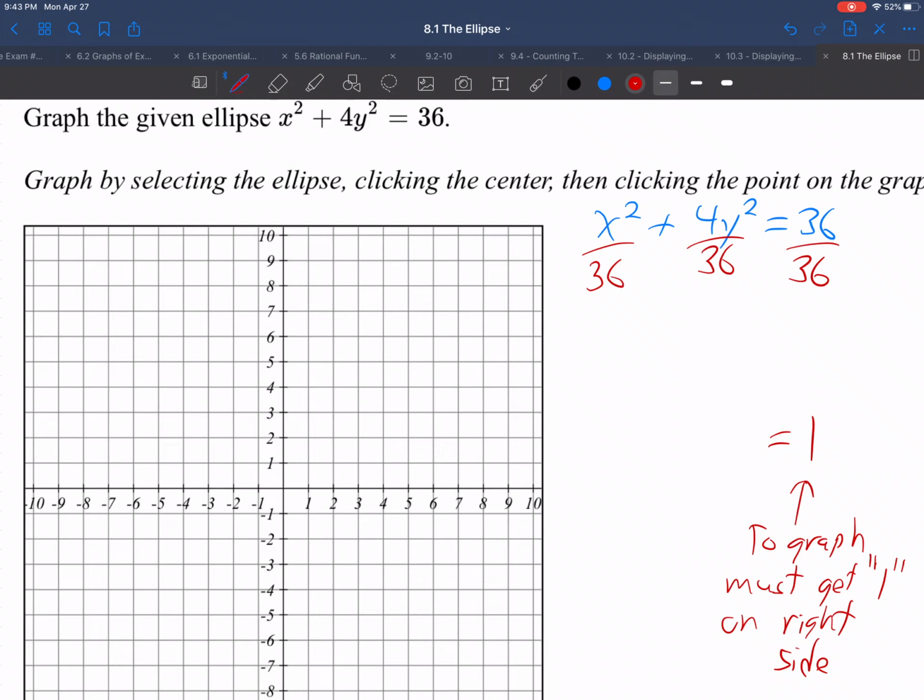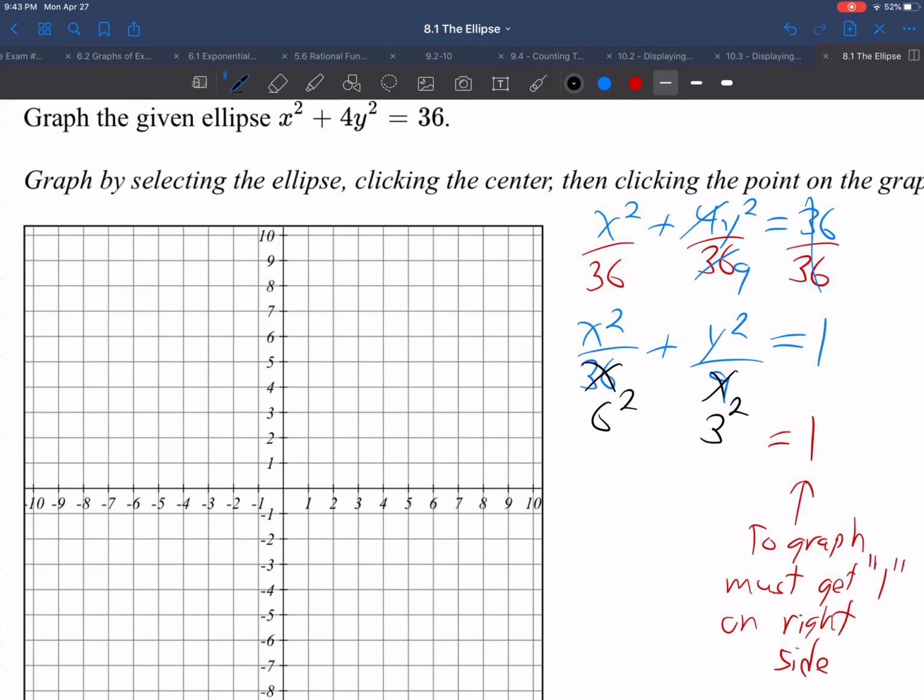Because it's an equation. The left side equals the right side. So as long as I do the same thing to both sides, it'll still be equal when I'm done. That'll make the right side 1. This left side becomes x squared over 36. 4 goes into 36, 9, so y squared over 9. And then we rewrite that 36 as 6 squared and that 9 as 3 squared.